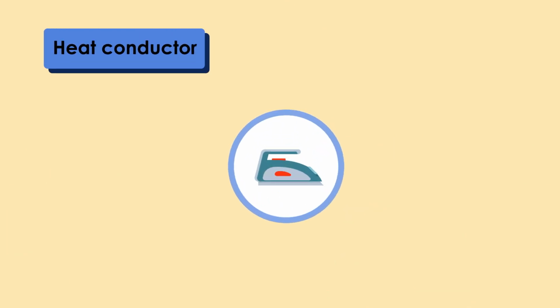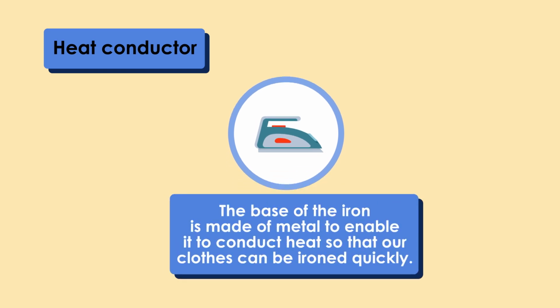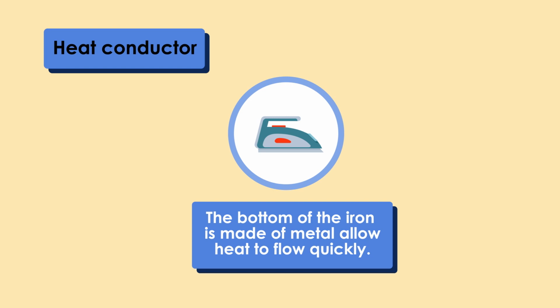Let us take a look at the iron that we use for ironing our clothes. As you can see here, the base of an iron is made of metal to enable it to conduct heat so that our clothes can be ironed quickly. Can you tell me why this is so? Yes, you are right. The bottom of the iron is made of metal to allow heat to flow quickly.